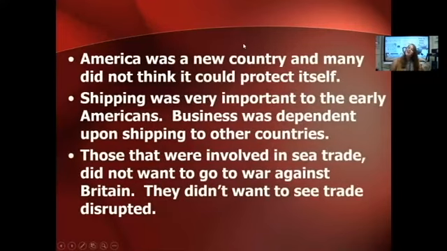Now, like England, a lot of other countries did not think that we could protect ourselves. And shipping was extremely important to the early Americas. Business was dependent upon shipping our goods to other countries. Those that were involved in this sea trade didn't want us to go to war against England again because they knew that England would retaliate and take it out on their ships.